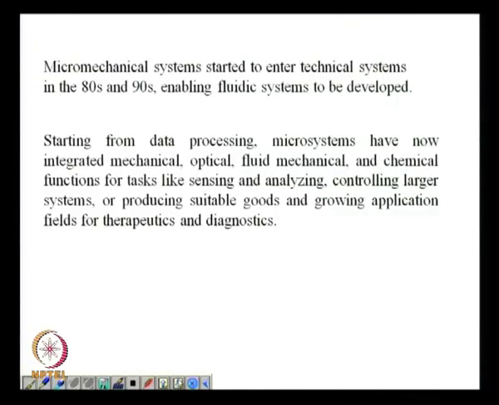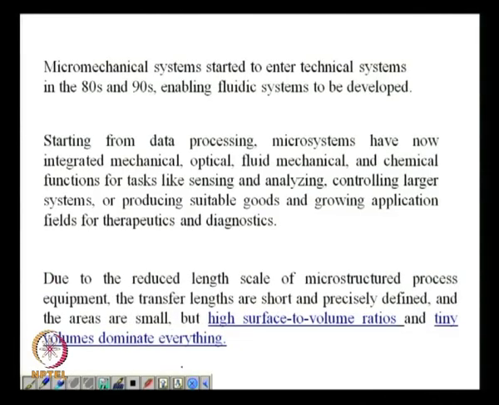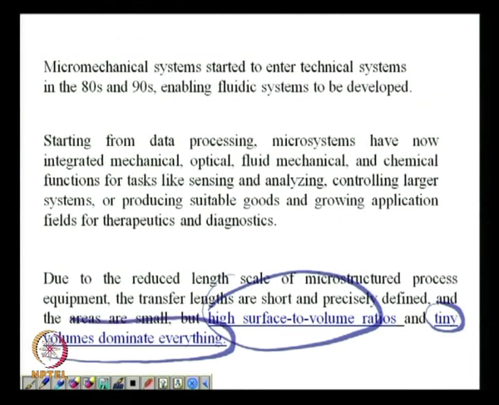So, this will revolutionize the diagnostics as we know today. Now, when we think about why it is so important, so useful, we again come back to what I have covered before, that microstructured process equipment are so much superior to macro devices because of two distinct reasons. One is the high surface to volume ratio which you would obtain in a micro device, and secondly, this is probably the key words of this course: tiny volumes dominate everything in a micro device.